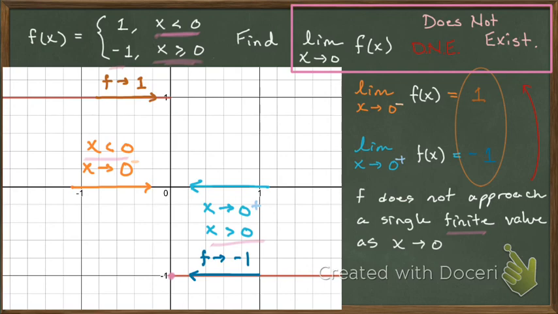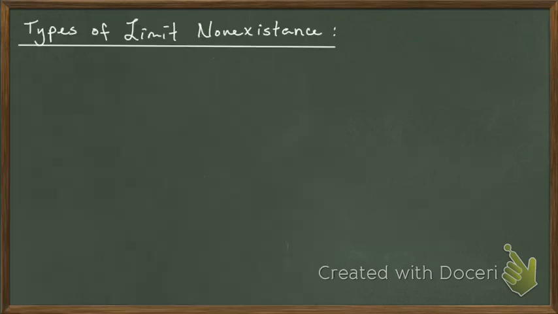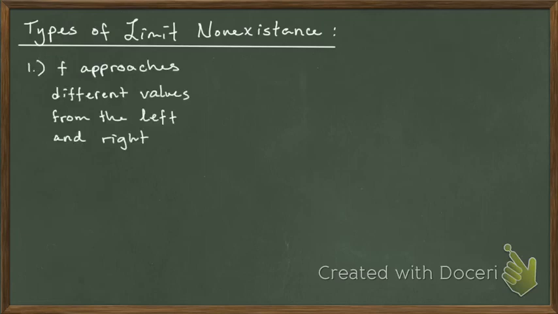So what we've really got here is kind of our first instance of non-existence, and there are a couple others. I want to talk about types of limit non-existence. So the first one is exactly what we just described. What happened there? We approached two different values from the left and from the right.